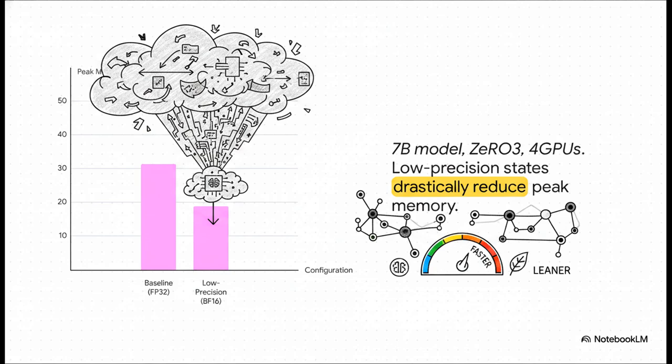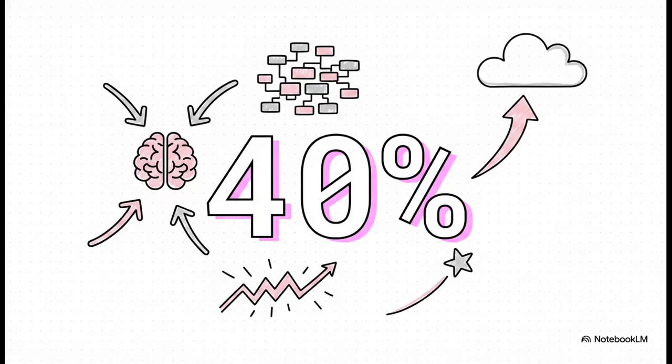And the results? Honestly, they're pretty staggering. Just look at this chart. For a 7 billion parameter model, the old way, with high precision states, topped out at over 31 gigs of memory. But by flipping the switch to low precision, that drops all the way down to under 19 gigs. The picture here really tells the whole story. I mean, let's just pause on that for a second. That's a 40% drop in peak memory. For a lot of us, that's the difference between a training run actually finishing or crashing halfway through. This literally means you could train a much, much bigger model on the exact same hardware you have sitting on your desk right now.